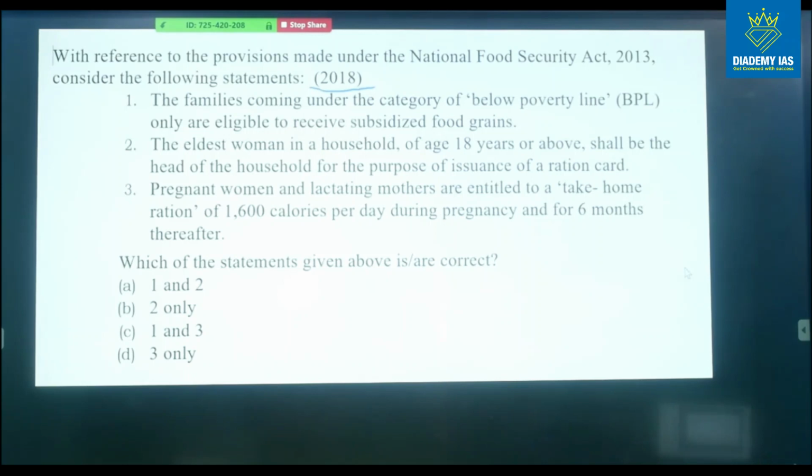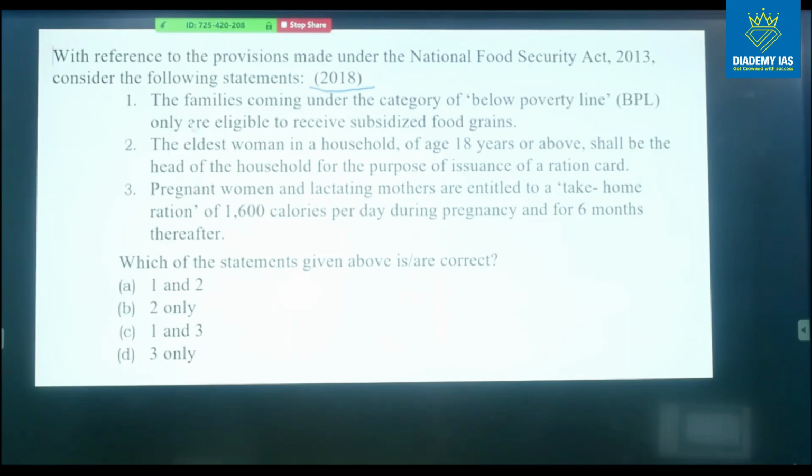Option C. What is the answer? B option. Option B. Okay. B, sir, B. Okay. So you are right. Answer is B only.